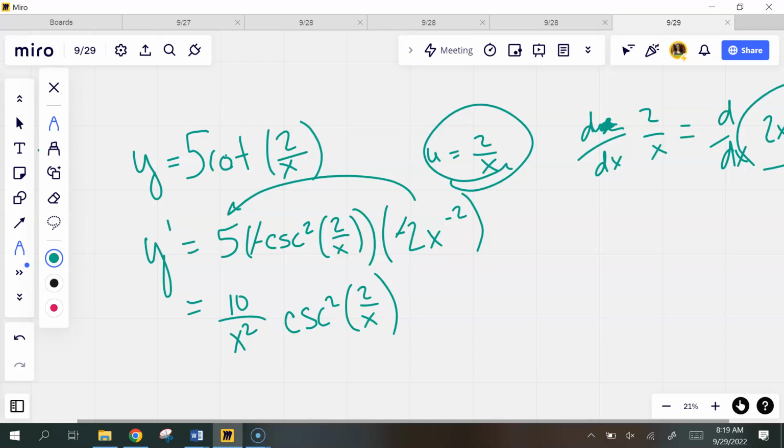Tell me where you're struggling. Knowing what to chain, or did you try to product rule? Or you just looked at it and said, I don't even know where to start? Everybody okay on that one? Give me another one.